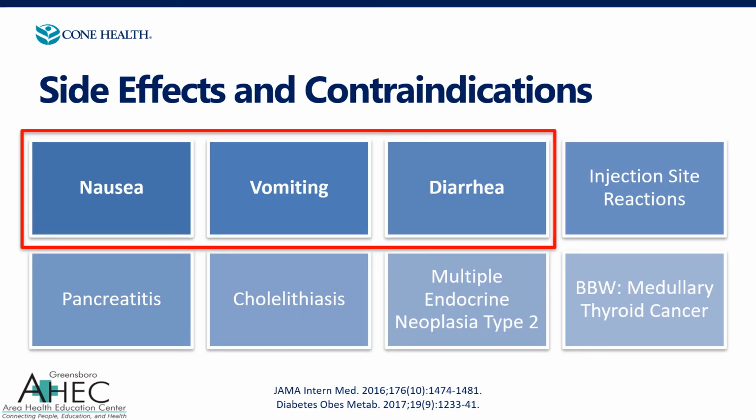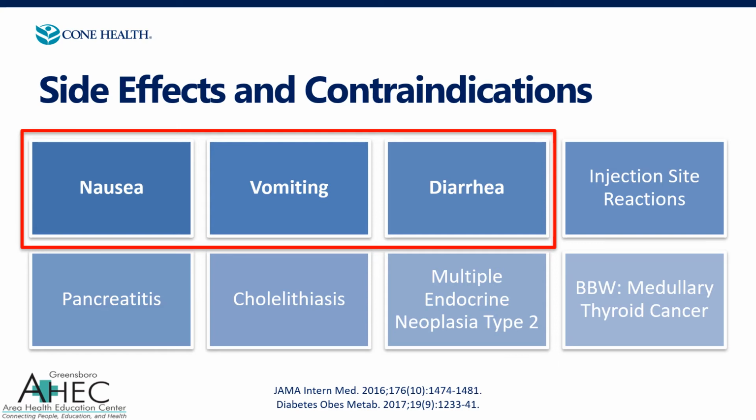The common side effects of GLP-1s include nausea, vomiting, and sometimes diarrhea. This is why it's really important for these medications to be titrated up slowly to help reduce the severity and improve tolerance. Patients should also be counseled to eat smaller portions due to these medications causing early satiety and slowing gastric emptying. Other possible side effects include injection site reactions.